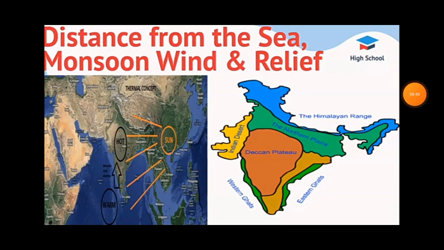Now we are going to see the differences between the leeward side and the windward side. First, the leeward side. The leeward side is a place or an area that is facing away from the wind. Windward side is the place that is located towards the source of the wind.